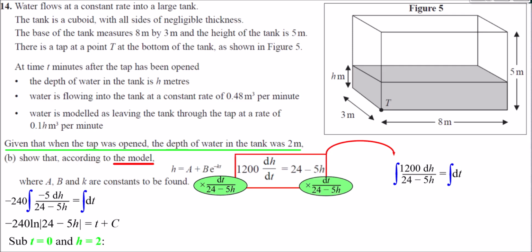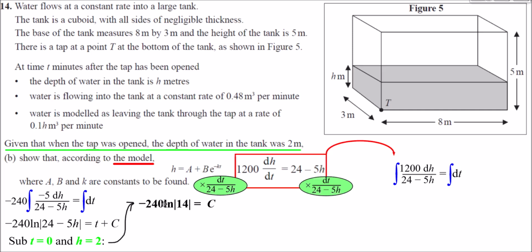So if we substitute those in, time being equal to 0 will just mean that we have something which equals c. So in other words, substituting in h being equal to 2 here, that'll give us ln of 24 minus 10, that'll become ln 14. So that'll give us minus 240 ln of 14, that must equal c. So therefore, this here equals t minus 240 ln 14.